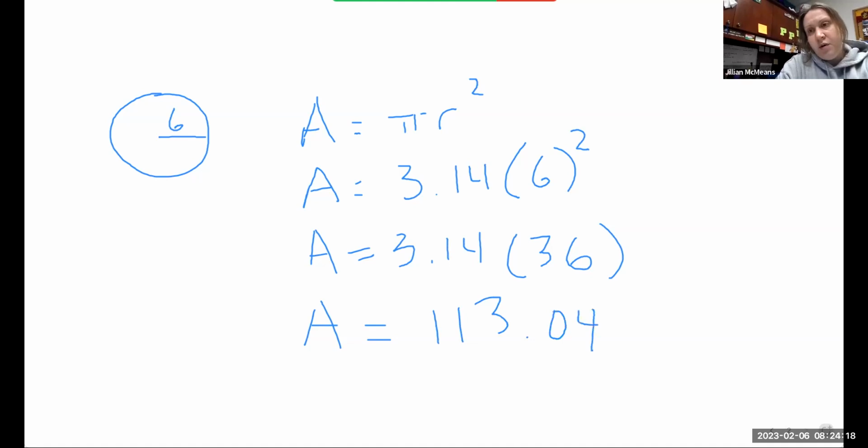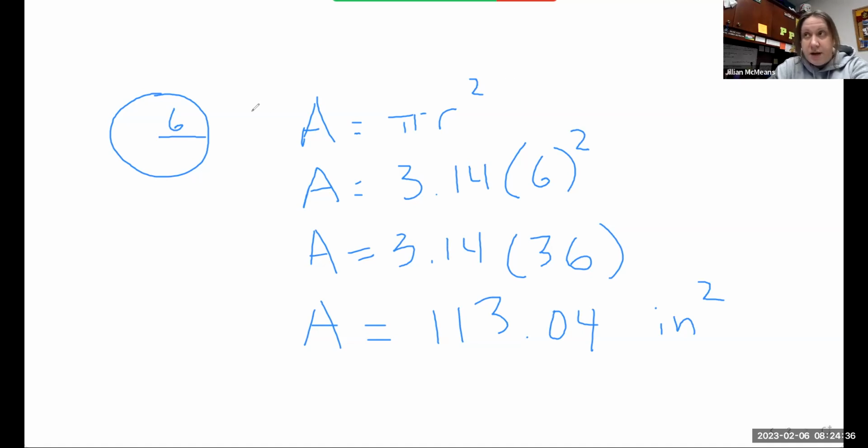And I think we were dealing with inches. So when you're dealing with area, you always use square units. So it would be 113.04 square inches. And if I remember correctly, the question told us to round to the nearest inch. So it'd be 113. Okay.